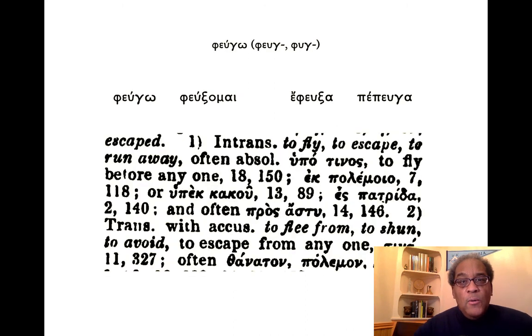And then same thing with peugo. You see peugo, peuxomai, peuxa, peuga. Again, fleeing is a thing that the body does. So it has that future with the middle form. And so intransitively, it can be just to escape, to run away from someone, hupo tenos, peugein. But more often, it's transitive with the accusative, where you flee or shun or avoid something or someone, tena. So you can avoid thanaton, polemon, or kakon. You can avoid death, you can avoid war, or you can avoid something bad. So peugo, peuxomai, peuxa, peuga.